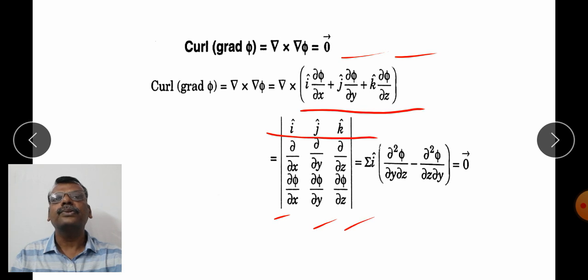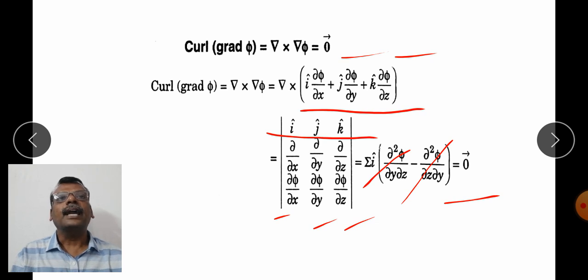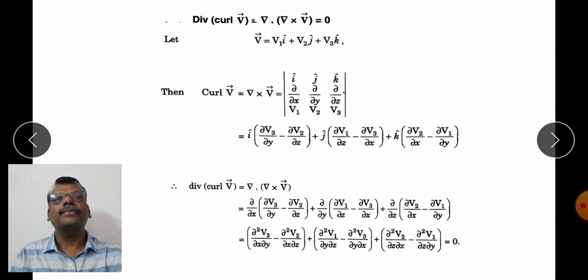Here f1 is equal to dou phi by dou x, f2 is equal to dou phi by dou y, f3 is equal to dou phi by dou z. Expanding this determinant and adding all these terms, we take the summation as i into dou square phi by dou y dou z minus dou square phi by dou z dou y. These two terms get cancelled. Similarly the next two terms get cancelled, and similarly for k the next two terms get cancelled. Finally this value is equal to 0 bar. That means curl of grad phi, that is del cross del phi, is equal to 0. This term we have to use as a result also.